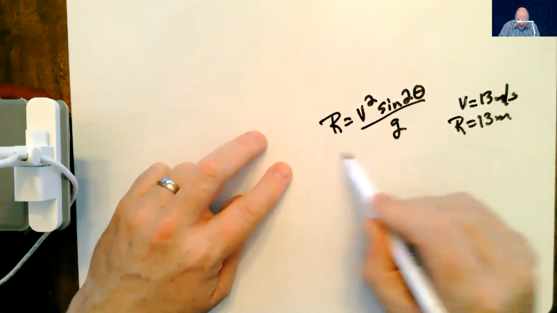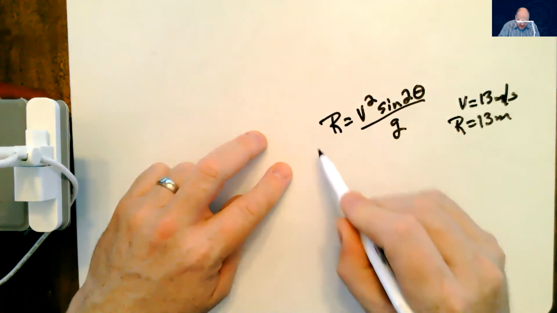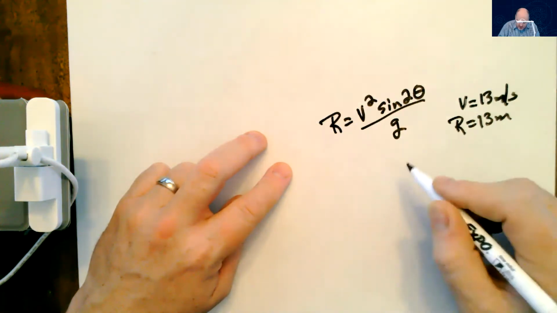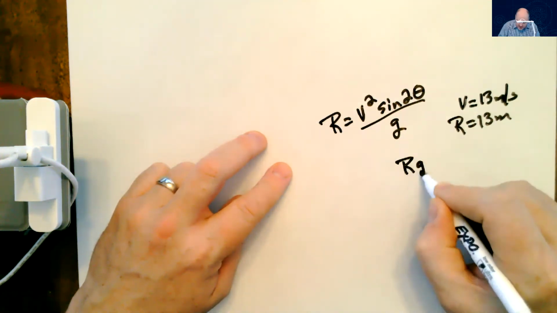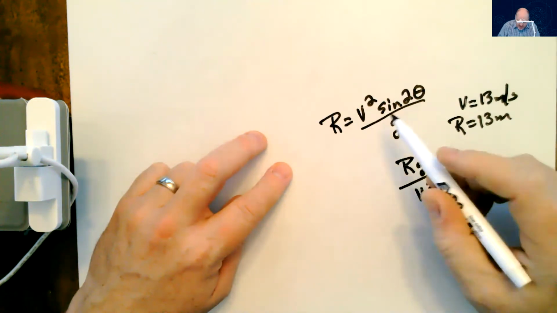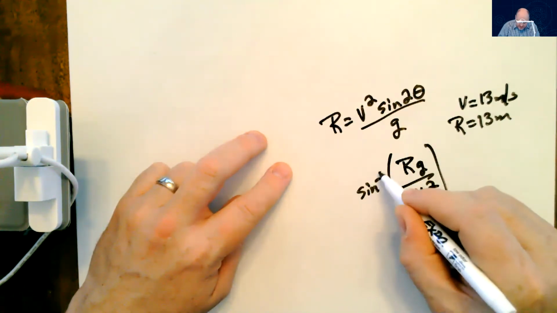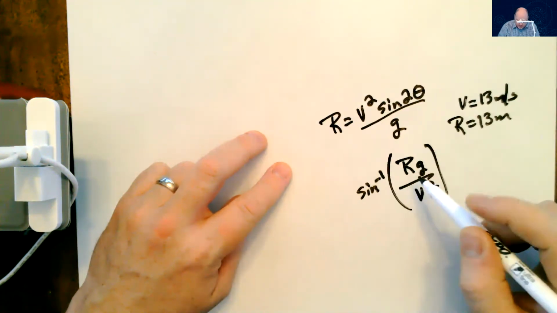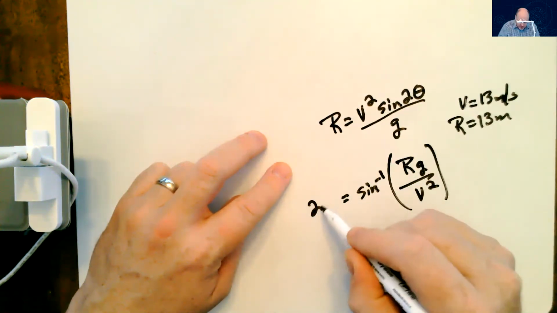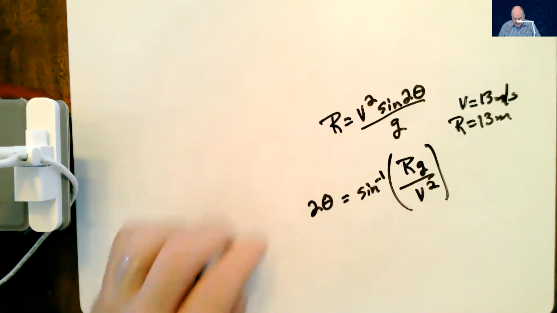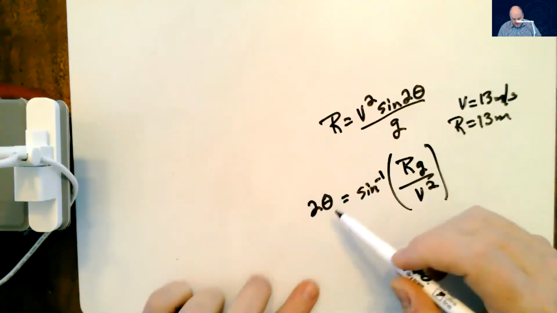So I'm going to multiply the gravity over and divide the velocity squared under. So I'd have range times gravity divided by v squared. And then I need to do the inverse sine of that whole term, and that will give me 2 times theta. So that's how I algebraically solve for theta.